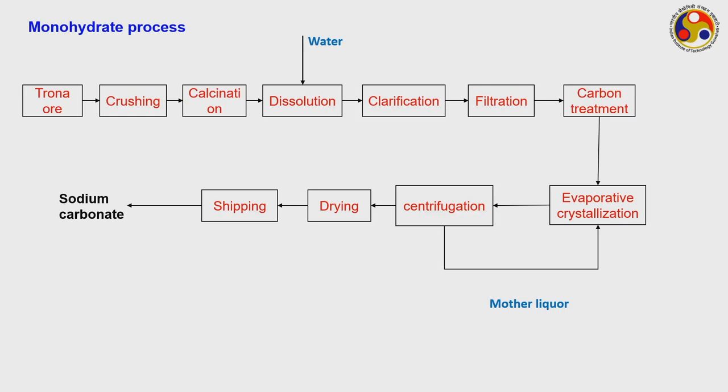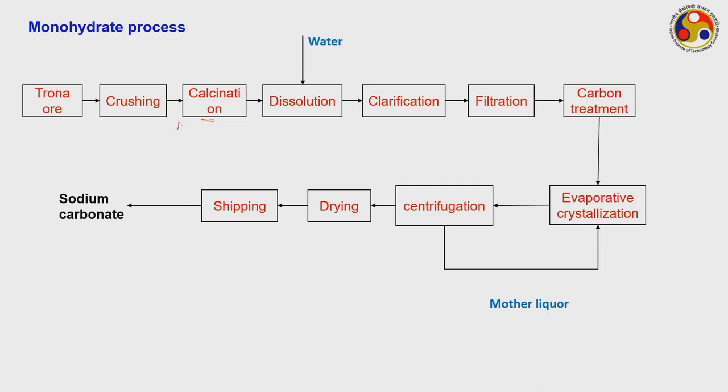So, now let us see the monohydrate process. So, what is the monohydrate process? The Trona ore is first crushed. So, this is the ore. The ore here is crushed into fine particles, then calcination occurs. So, what does happen in calcination? The calcination actually produces impure soda ash.